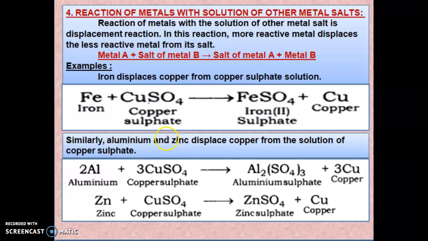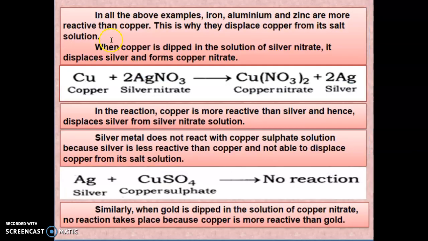Similarly, aluminium and zinc displace copper from the solution of copper sulfate. So aluminium, when it reacts with copper sulfate, displaces copper and you will get aluminium sulfate plus copper. The formula for aluminium sulfate is Al2(SO4)3. Here zinc, when it reacts with copper sulfate, you will get zinc sulfate and copper. So in the above examples, iron, aluminium and zinc are more reactive than copper. That's why they displace copper from its salt solution.